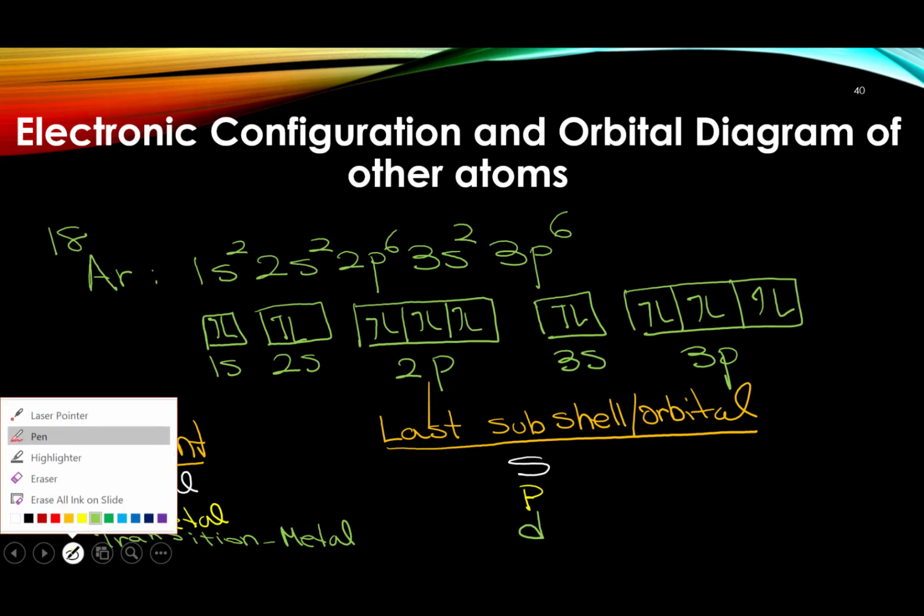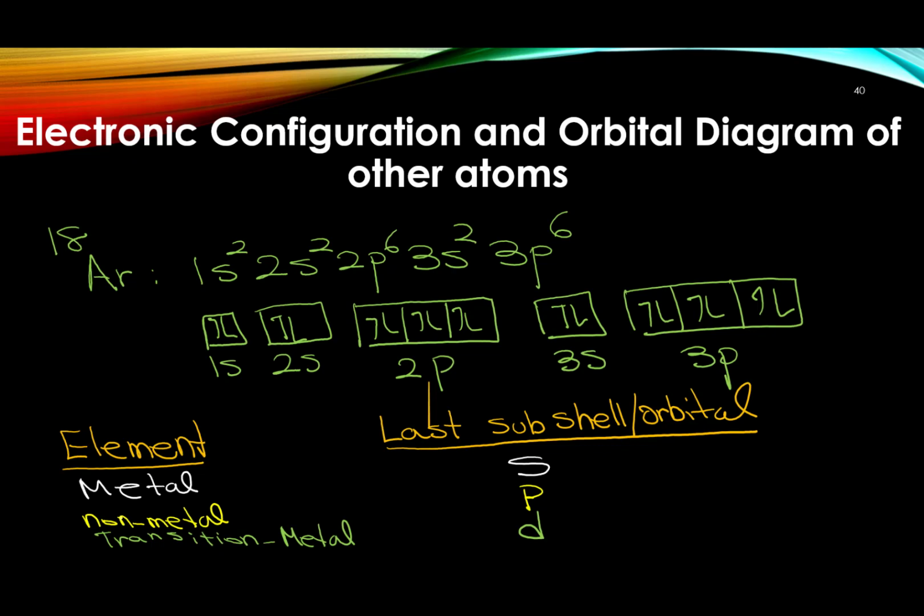And let's go light blue. And lanthanides and actinide series, lanthanide, I write it as LAN, and actinide series. The very last subshell will be F. Okay, then make a note of that. If you know that, you could always double check your electronic configuration and your orbital diagram.